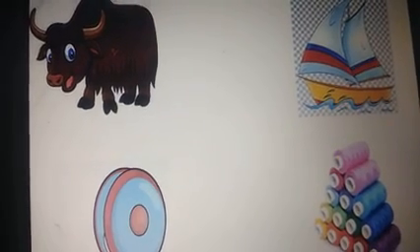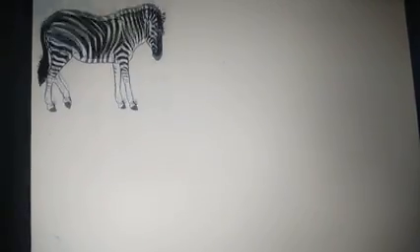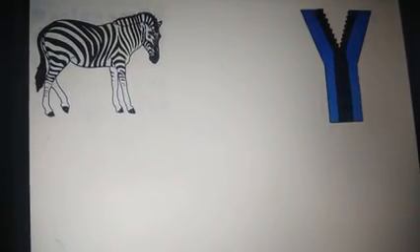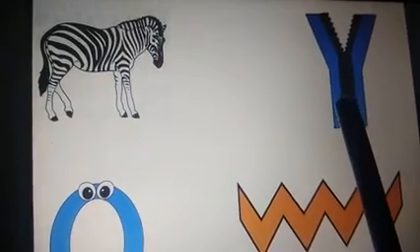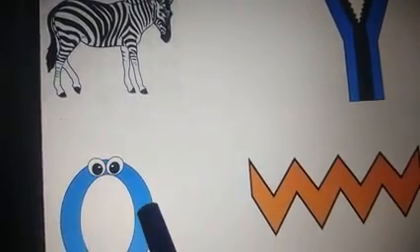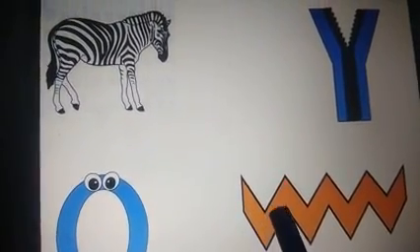Our next letter is letter Z. Letter Z. And this is capital Z and this is small z. And Z for zebra, Z for zip, Z for zero and Z for zigzag.